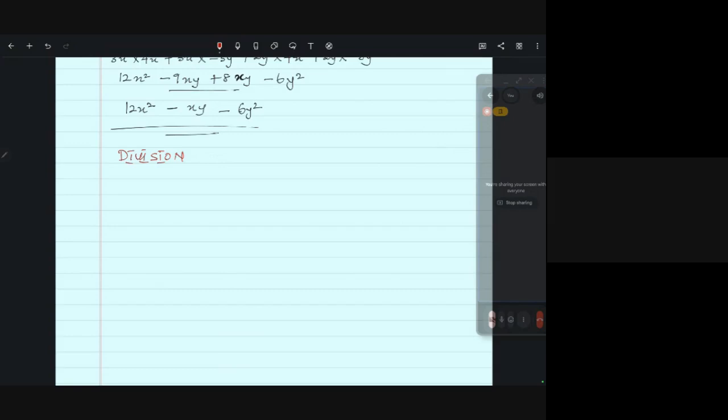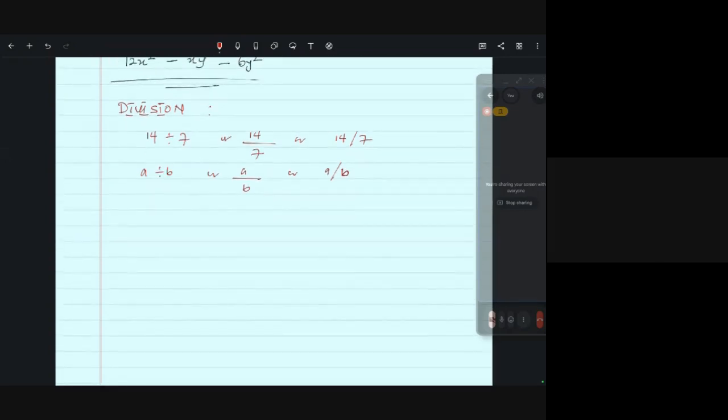Just like we do in mathematics, 14 divided by 7 can also mean 14 over 7 like this, or it can also be written like this sometimes. It's the same thing. We can equally have A divided by B, or A over B, something like this. So it basically means the same thing. So let's get to examples.